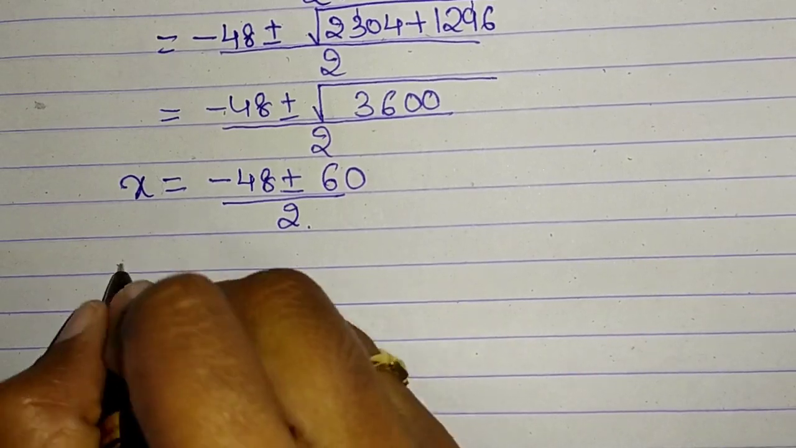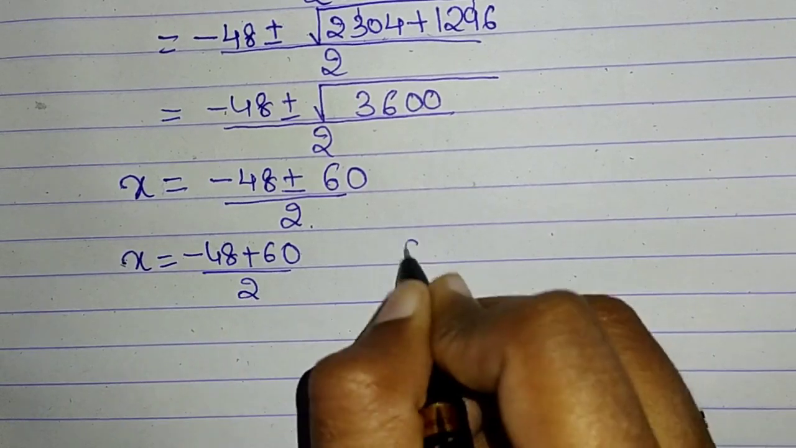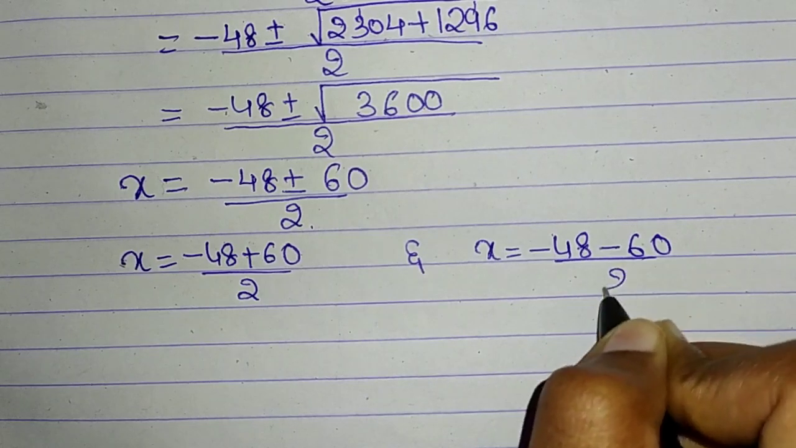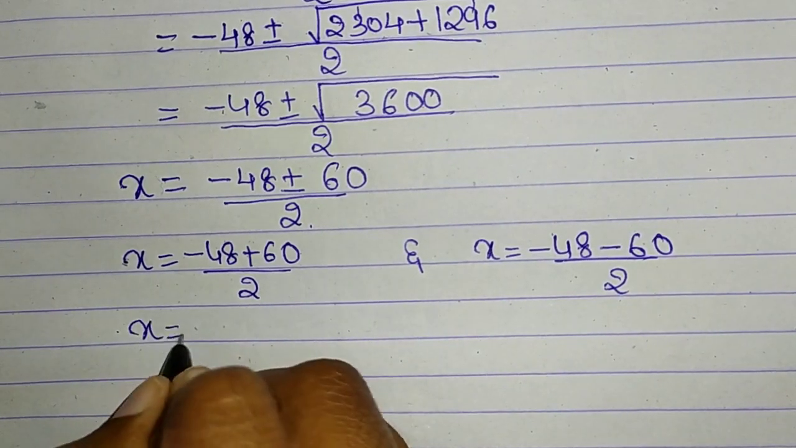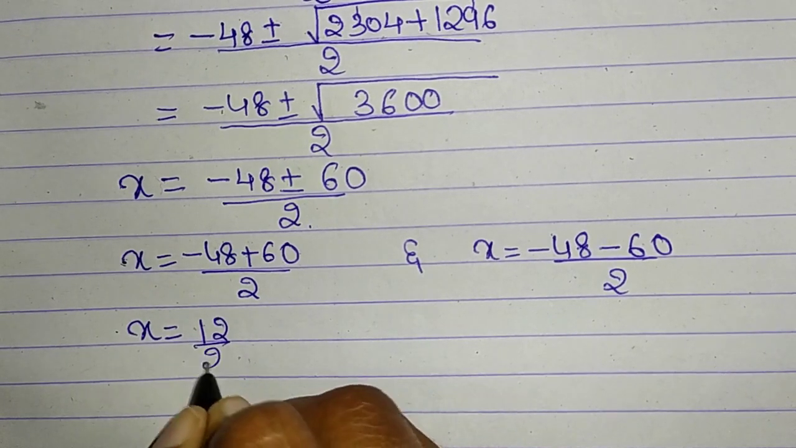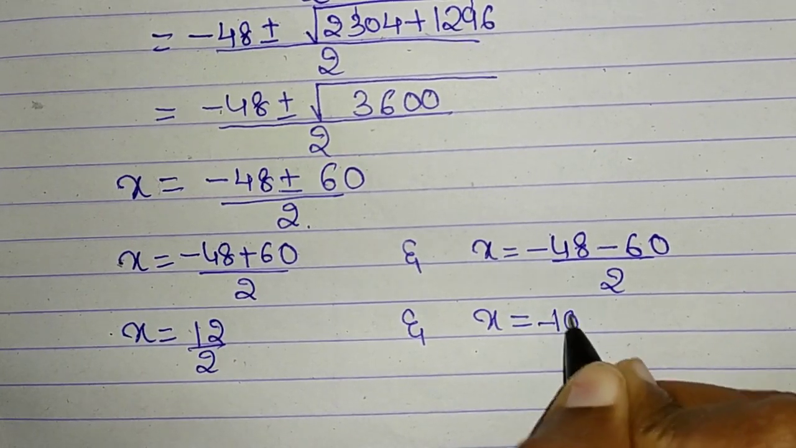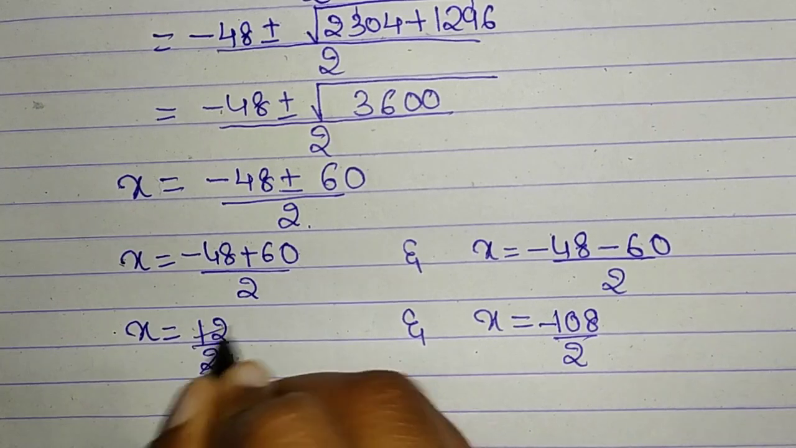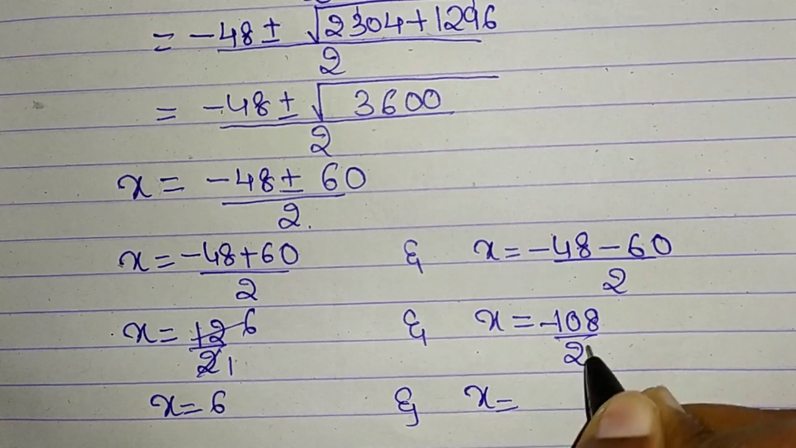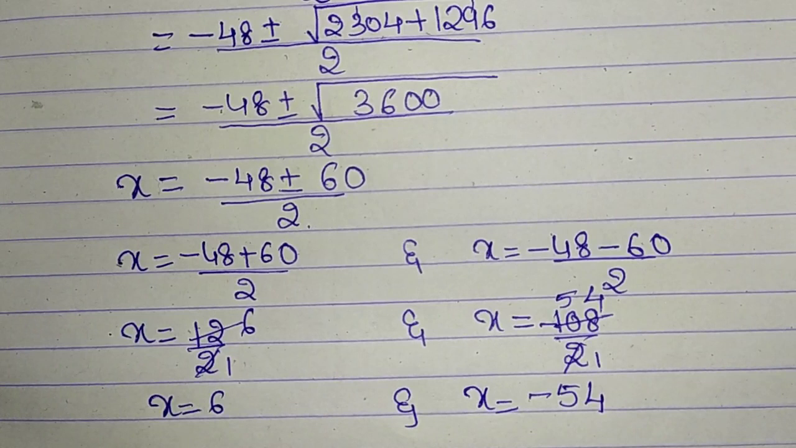On simplifying, we get x is equal to minus 48 plus 60 by 2 and x is equal to minus 48 minus 60 by 2. So this implies x is equal to 60 minus 48 is 12 by 2, and x is equal to minus 60 minus 48 is minus 108 by 2. So x is equal to 6 is one of the roots, and x is equal to minus 54 is another root of the equation.